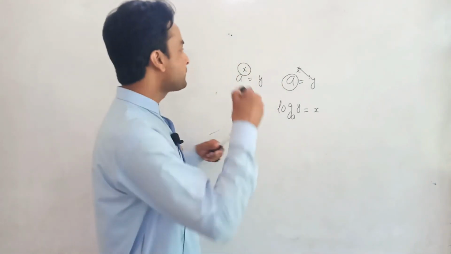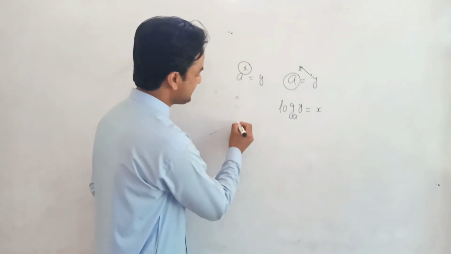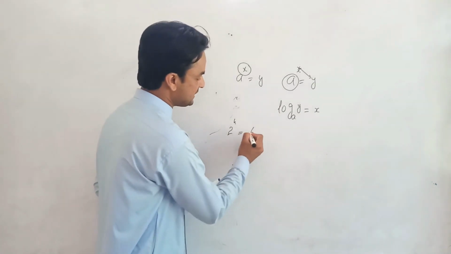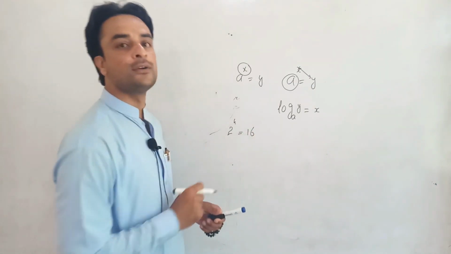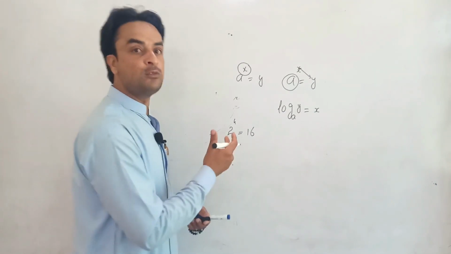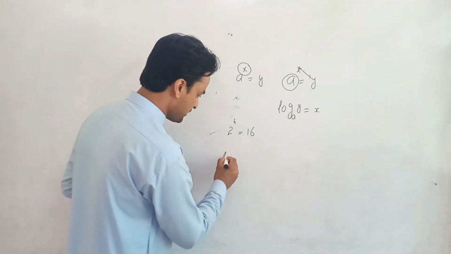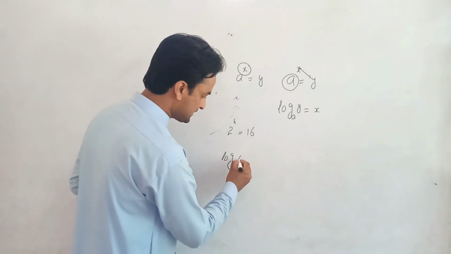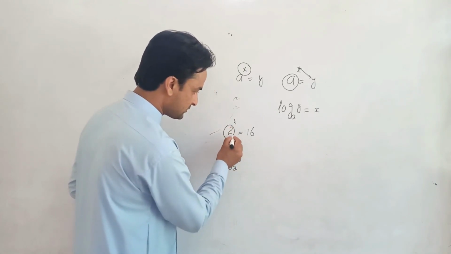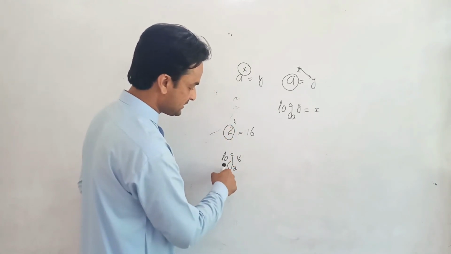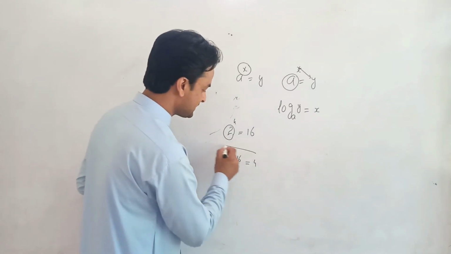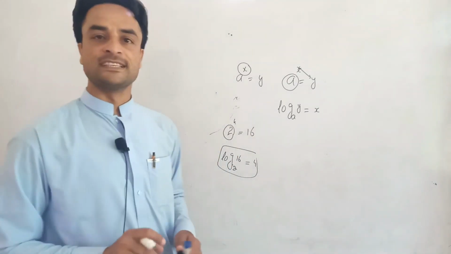If we have a problem like this, that is 2 to the power 4 is equal to 16, another representation of this number, the inverse representation, can be written as log of 16 to the base 2. The base is 2 here, and in the exponential representation the exponent is 4. It is the second representation of this format.